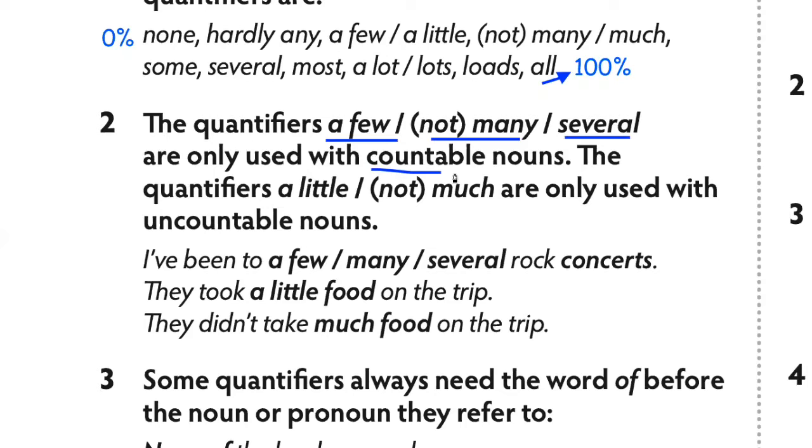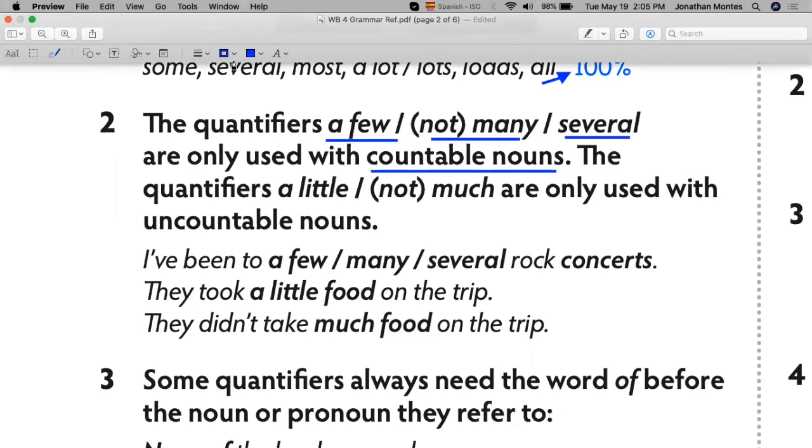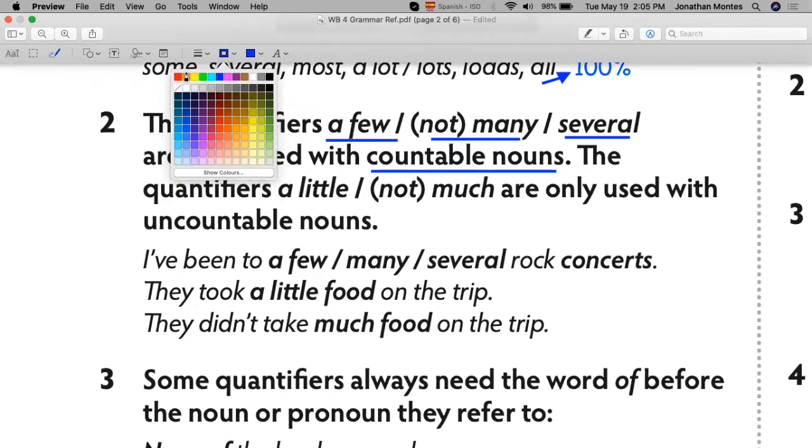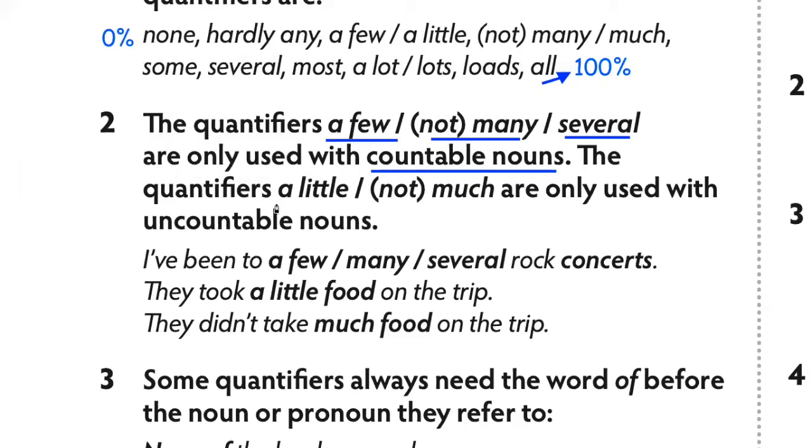Very important: countable nouns, we use a few, for example, a few friends. Not many friends, or several friends, countable nouns. I can count my friends, 1, 2, 3, Pepito, Juanita, Martincito. They are my friends. Now, the quantifiers, what are those? These ones, I choose a different color, okay? Maybe for this one, I choose red. Okay, let's see. A little, not much, are only used with uncountable nouns. Things we cannot count. All right, now please continue with the reading.